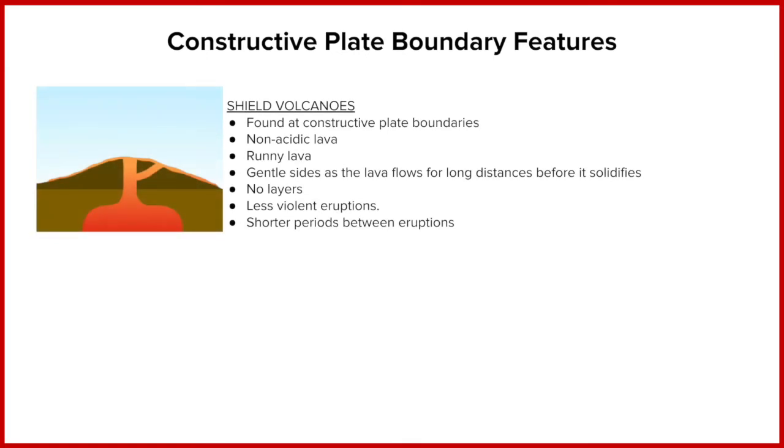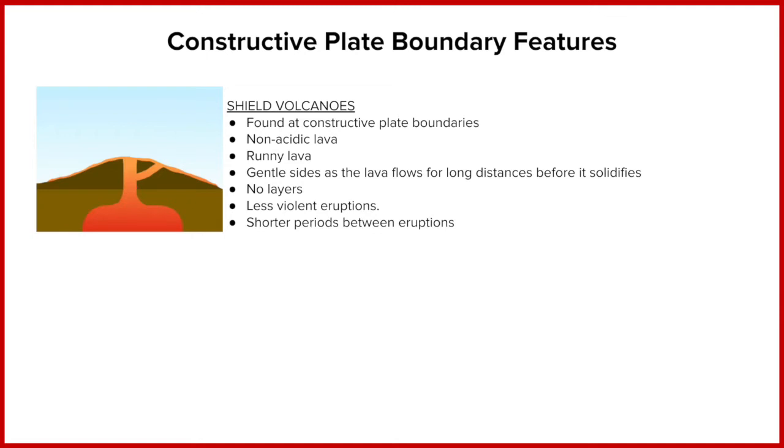Now, a shield volcano is characterized by having a really wide base. So that's the bottom of the volcano is really wide. But it doesn't get very tall, so it stays quite short. So it's wide and short, or squat.